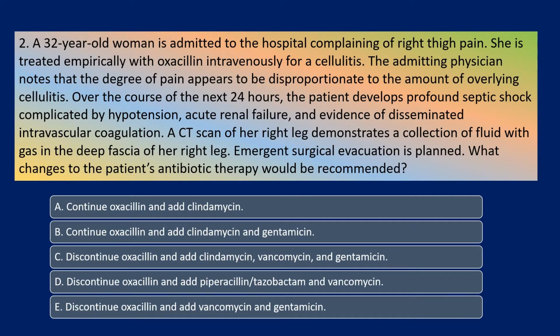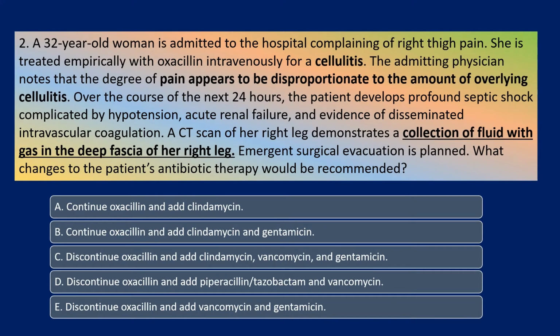A CT scan of her right leg demonstrates a collection of fluid with gas in a deep fascia of her right leg. Emergent surgical evacuation is planned. What changes to the patient's antibiotic therapy would be recommended? Now the options are A. Continue oxacillin and add clindamycin, B. Continue oxacillin and add clindamycin and gentamicin, or C. Discontinue oxacillin and add clindamycin, vancomycin and gentamicin, D. Discontinue oxacillin and add piperacillin, tazobactam and vancomycin, or E. Discontinue oxacillin and add vancomycin and gentamicin.